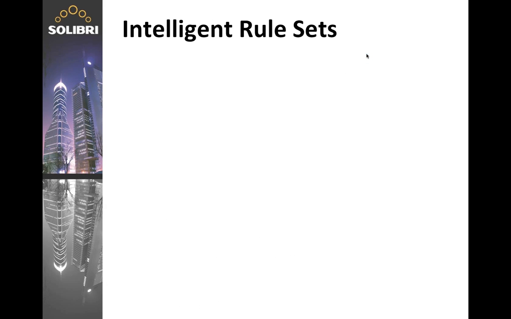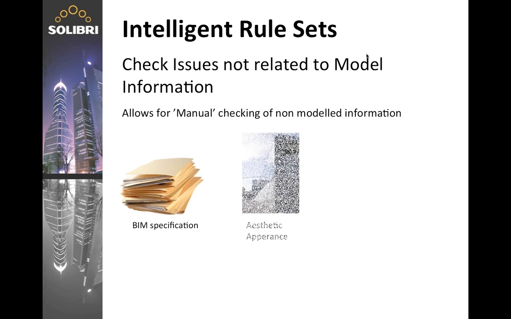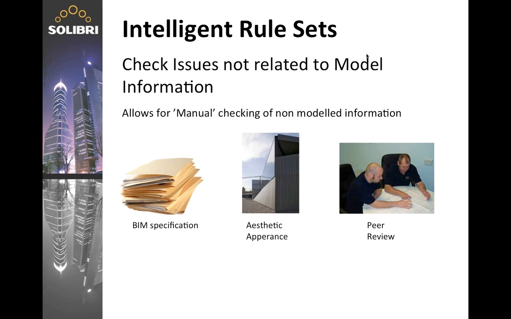Solibri have also introduced rule number 232. This allows us to check for non-modelled element information. This may include things like, has my specification been included? What is the aesthetic appearance from a certain perspective? Has the engineer reviewed the last set of drawings, etc.? This information can of course be reported out with all of our other slides and information so that we can report this out into our reports and check to make sure that the relevant people have got the right information.